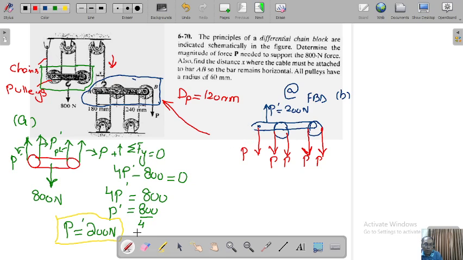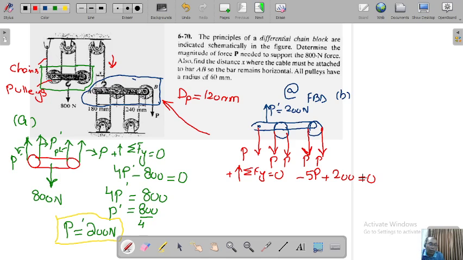Now you apply sigma Fy equal to 0. You will get 1, 2, 3, 4, 5 — there are 5 P's. They are in negative Y because this is our positive Y. So this will be minus 5P plus 200 equal to 0.